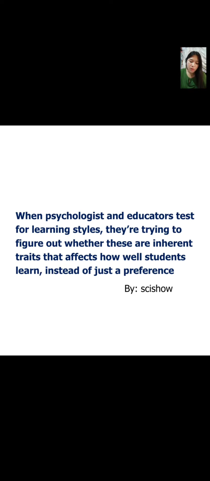According to a 2008 review, only one study that followed this design found that students actually learn best with their preferred style. When psychologists and educators test for learning styles, they're trying to figure out whether these are inherent traits that affect how well students learn instead of just a preference. They usually start with a survey to figure out what style students favor, and they teach the students something with a specific presentation style.